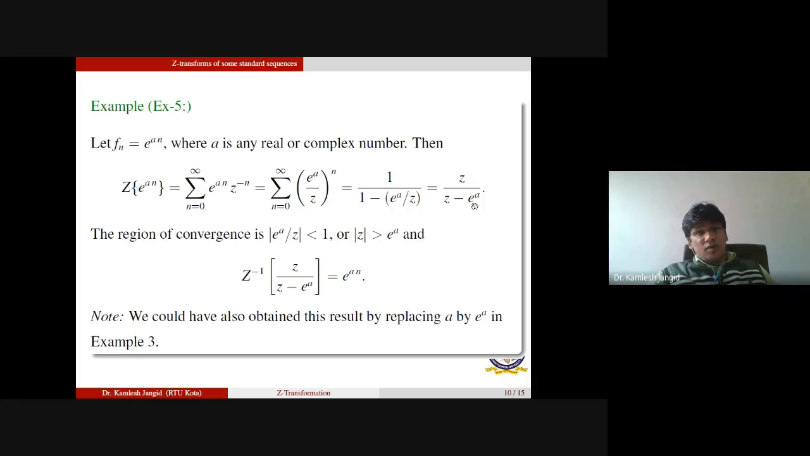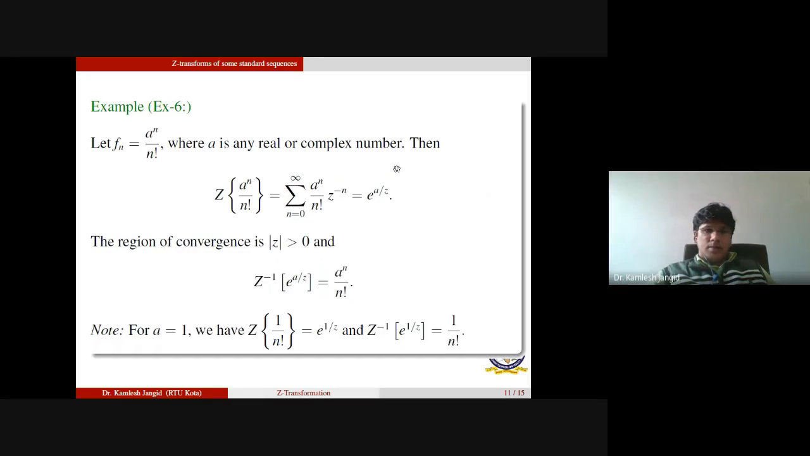So the z transformation of this exponential function sequence, e raised to the power an, is given by z upon z minus e to the power a, and its region of convergence is given by mod of z greater than e to the power a, and its inverse z transformation is given by this general term e raised to the power an. And this result can also be obtained by using the previous result a by e to the power a in example 3.